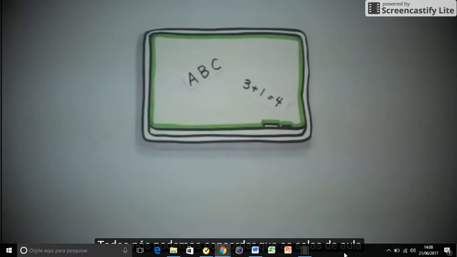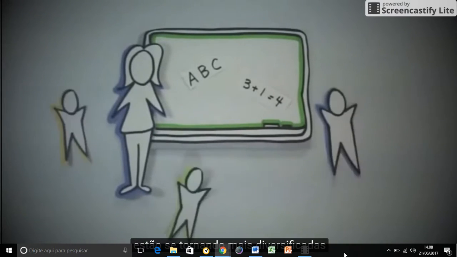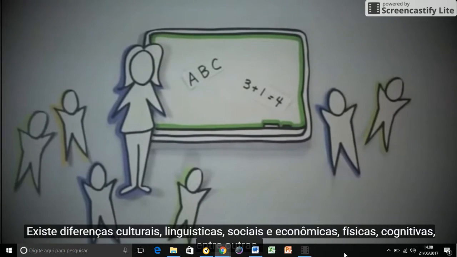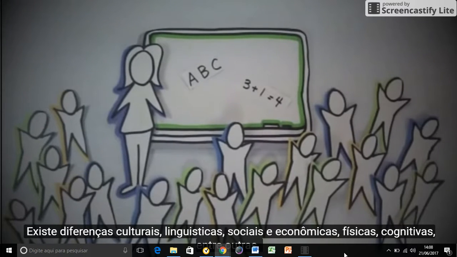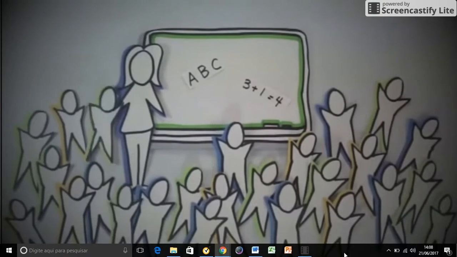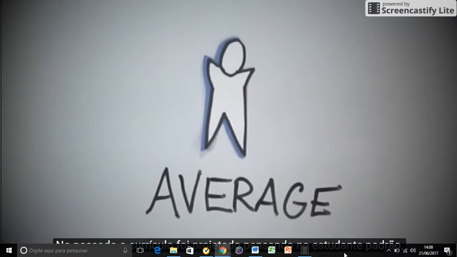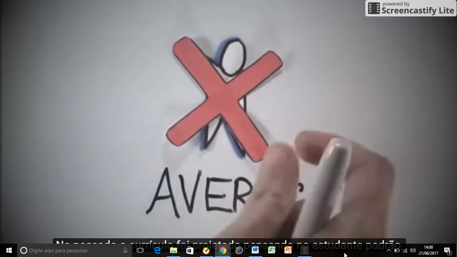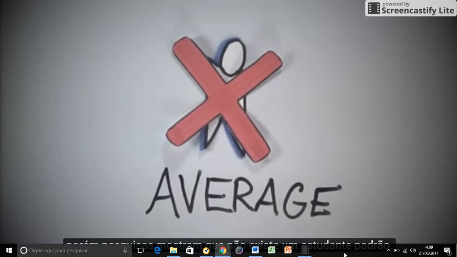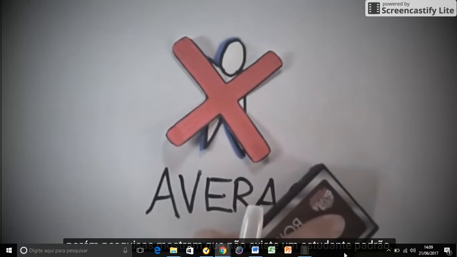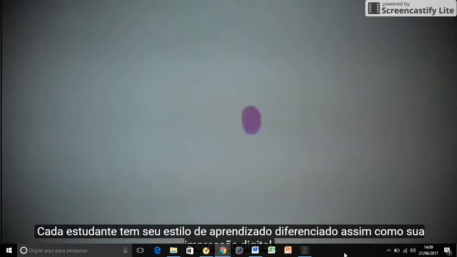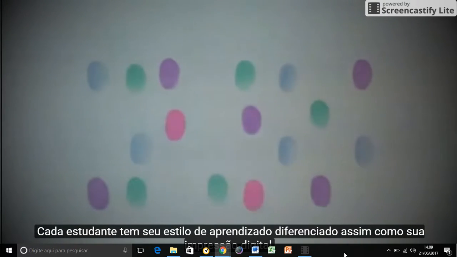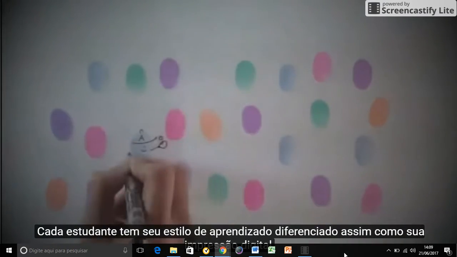We can all agree classrooms are becoming more diverse. There is cultural, linguistic, social economic, physical, cognitive diversity, and more. In the past, curriculum was designed with the average student in mind, but research shows there is no such thing as an average student. Each student's learning style is as diverse as his or her fingerprints.